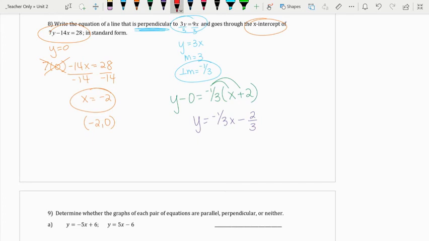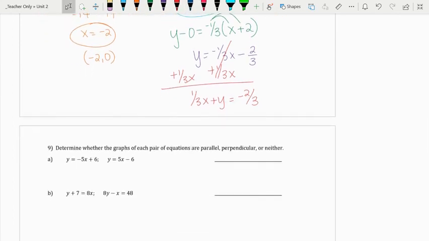And that would be our answer if we are supposed to be in slope intercept, but they want standard form. So I'm going to move the x over first. So we have 1/3 x plus y equals -2/3. But we need to get rid of the fractions. We can't have fractions with this. So we're going to multiply everything by 3. When we do that, we get x plus 3y equals negative.